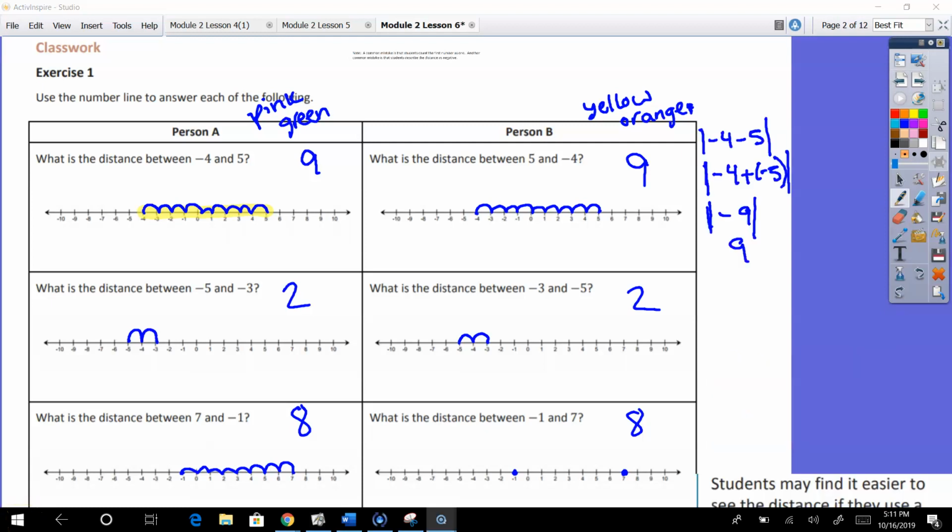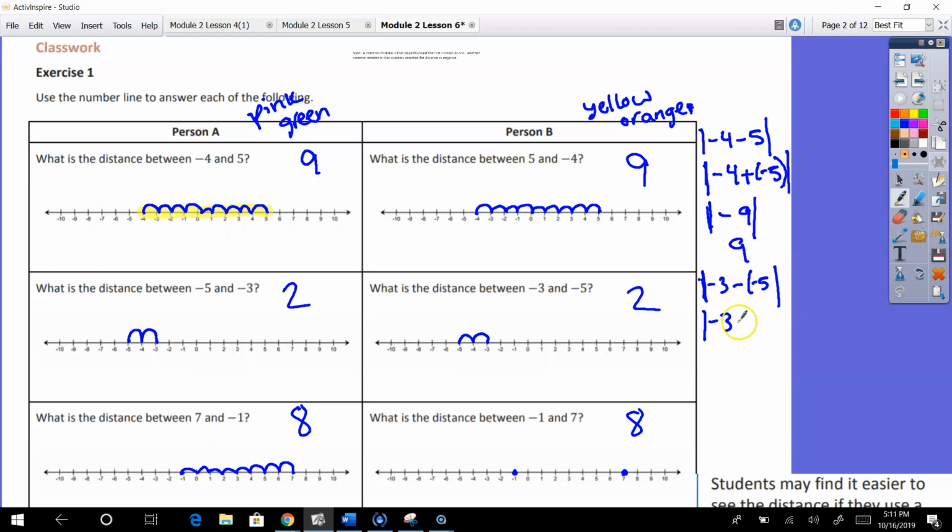Okay, so let's see if it works for the other one. We did partner A first, so let's do partner B, -3 and 5. I was just going down. So -3 minus -5, the absolute value. It's these lines. So then we're rewriting our problem.